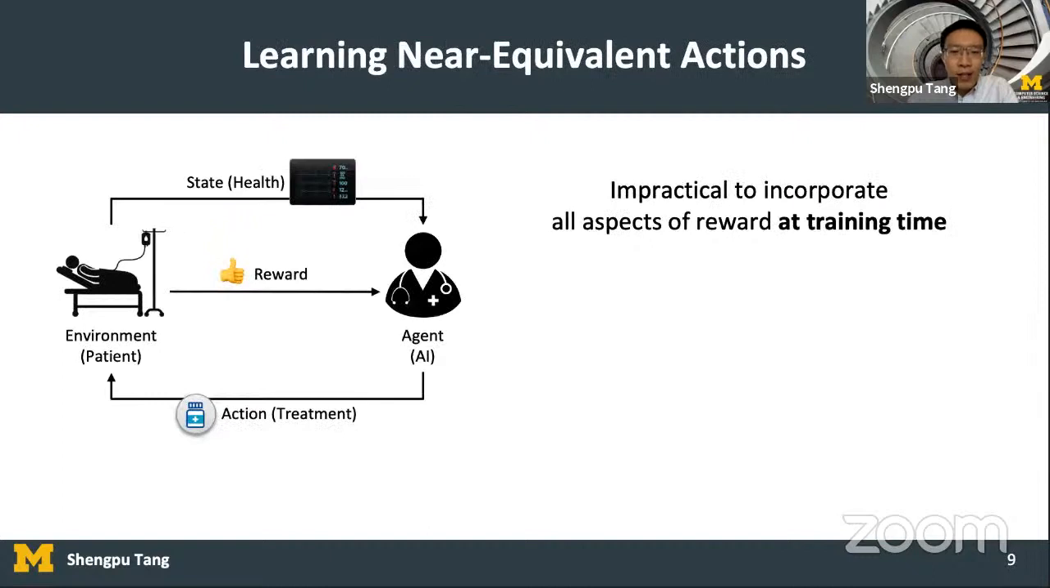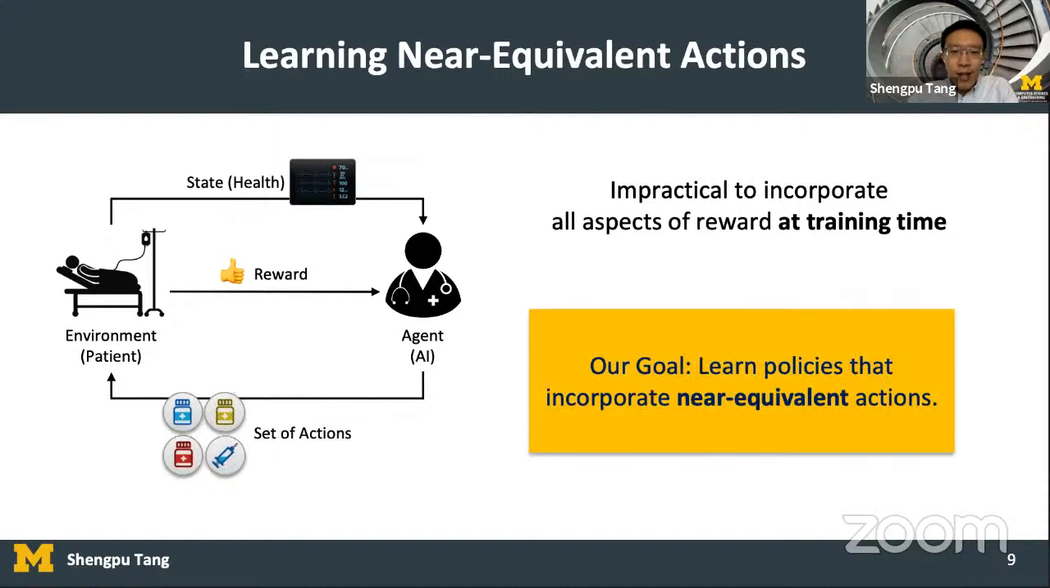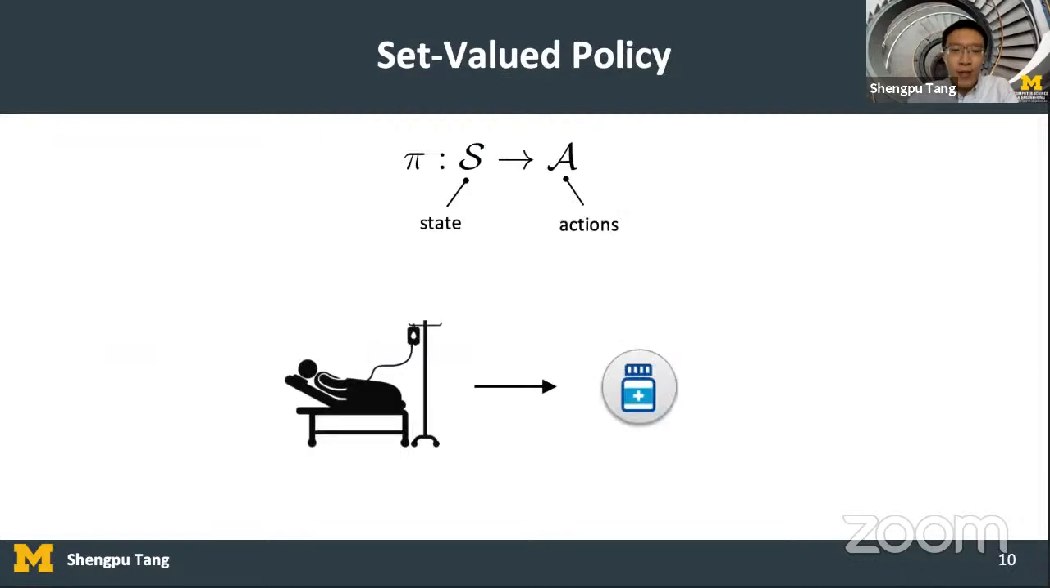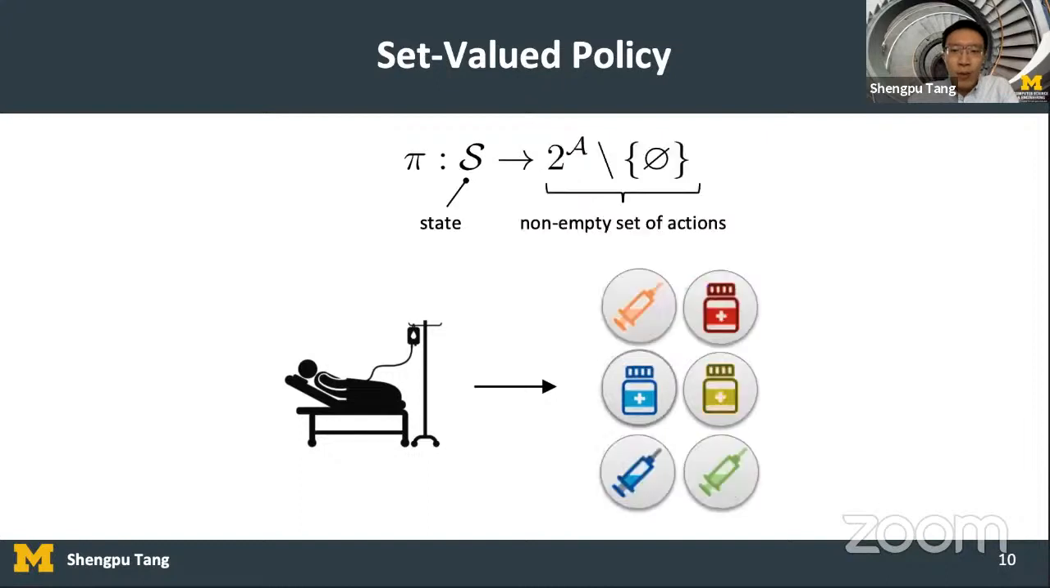It remains challenging to define a universal reward that captures goals of different individuals at the time of training. Not to mention, the goals of an individual could change. Recognizing the challenges, we seek to learn policies that incorporate near equivalent actions. We formalize this notion as the set-valued policy. Instead of mapping from each state to a single best action, we learn a mapping from each state to a set of near equivalent actions.